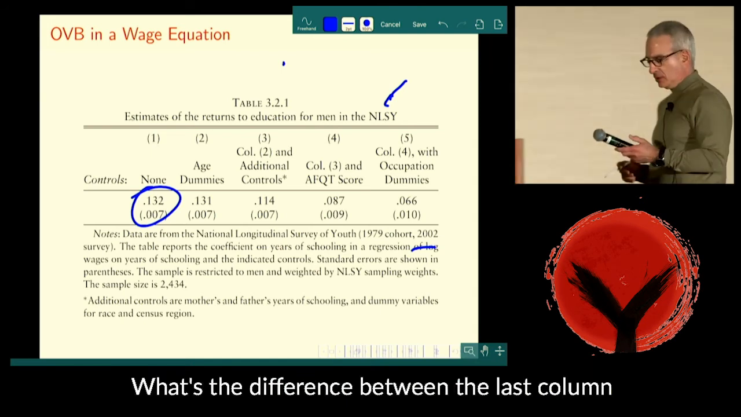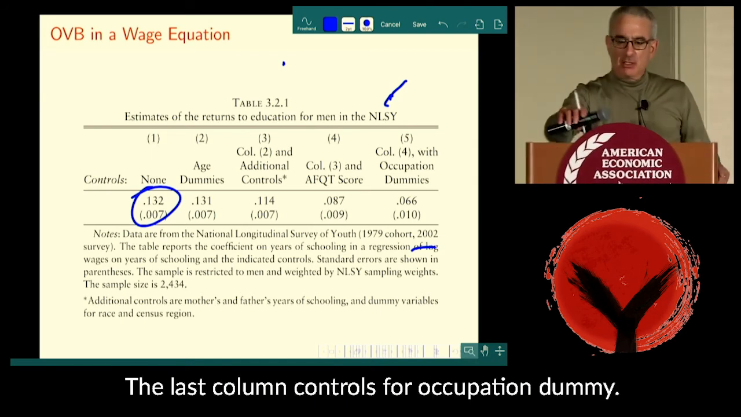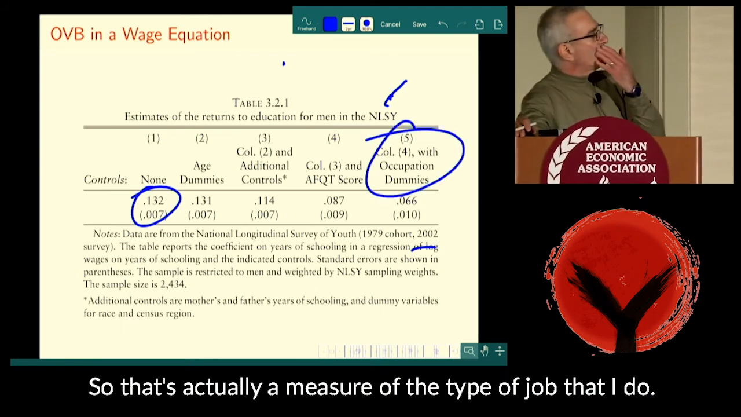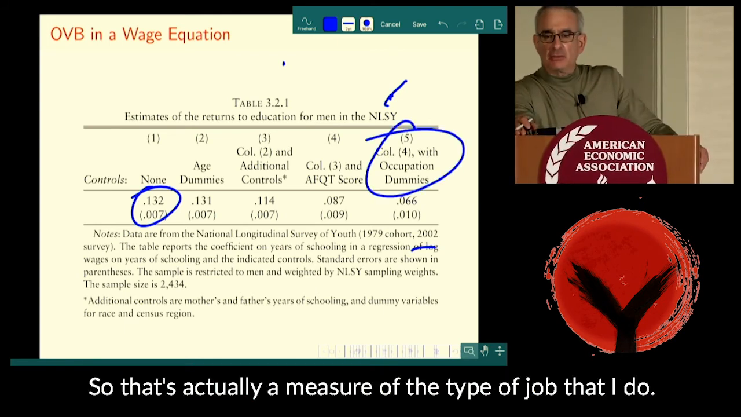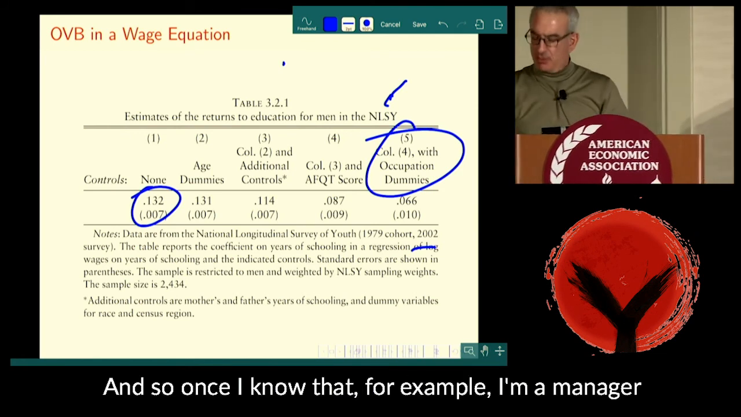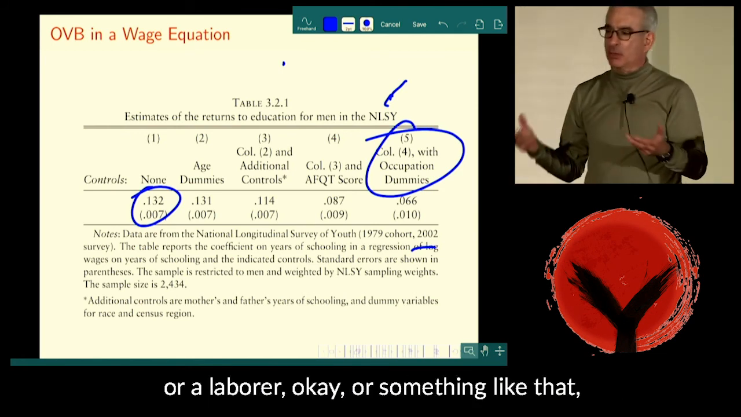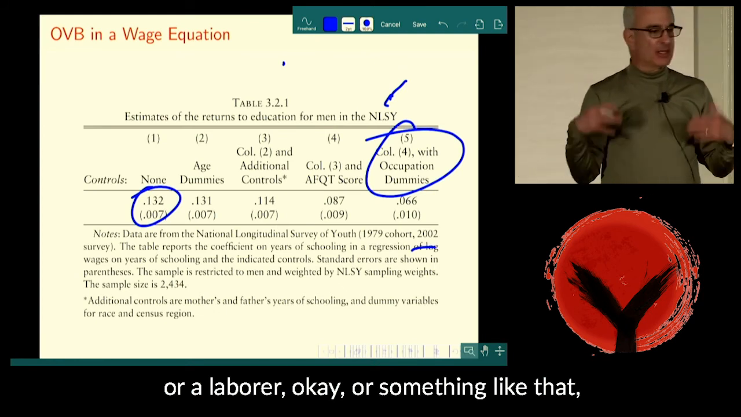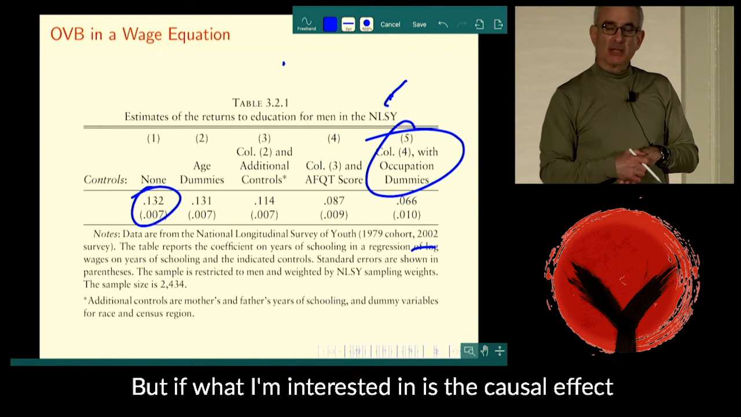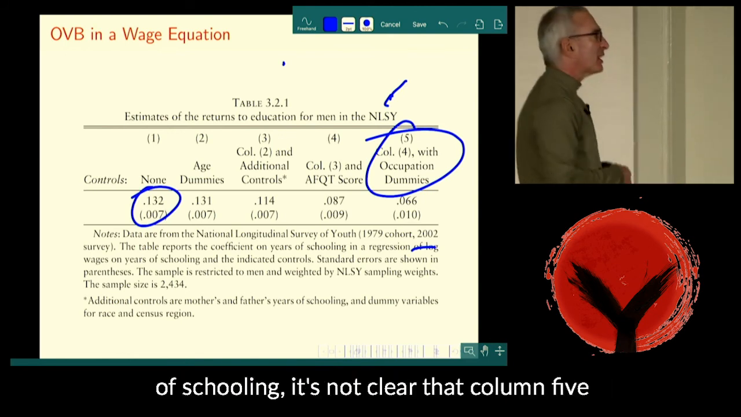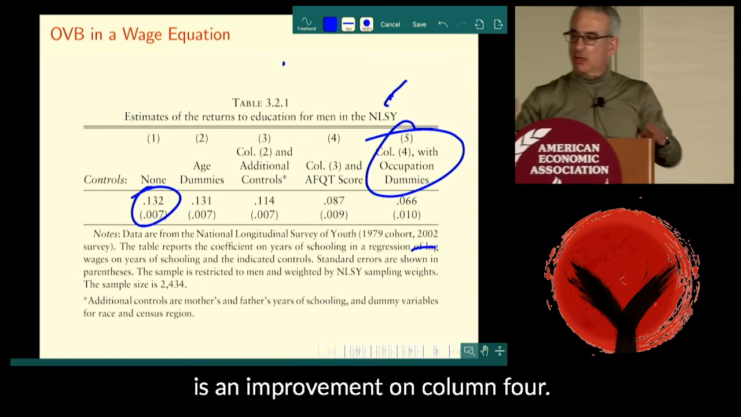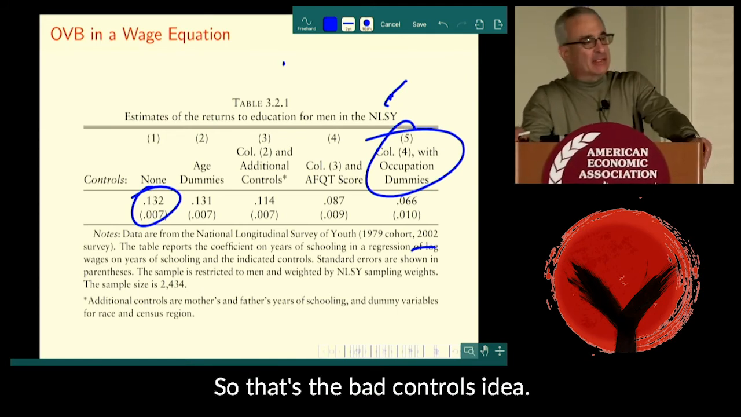What's the difference between the last column and the next to last column? The last column controls for occupation dummies. So that's actually a measure of the type of job that I do. And I stick that in. Once I know that, for example, I'm a manager or a laborer, the returns to schooling go down even more. But if what I'm interested in is the causal effect of schooling, it's not clear that column 5 is an improvement on column 4. So that's the bad controls idea.